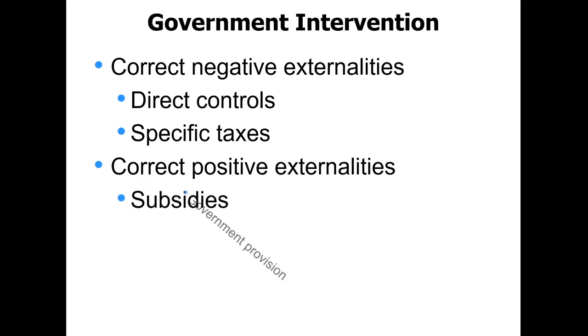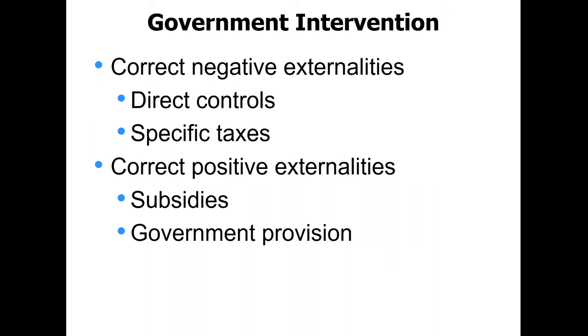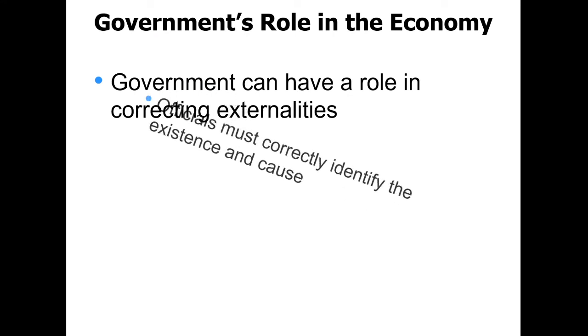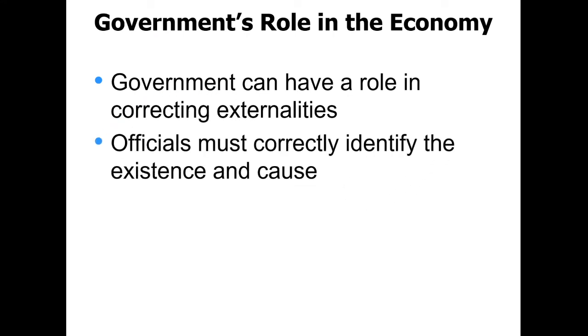Or they can make government provisions. One of the things they're talking about with the vaccine for the virus is maybe make a government rule or law saying that you have to have proof of vaccination before you can fly to different areas of the country or different areas of the world for that matter. Okay, so what's the government's role in the economy? The government can have a role in correcting the externality. The problem is they must be able to identify the existence and the cause.